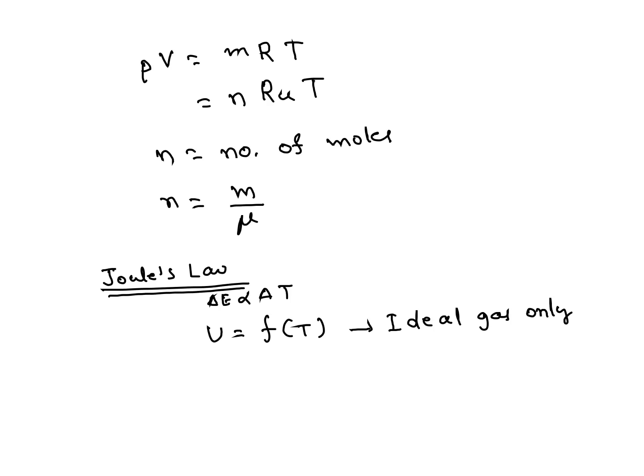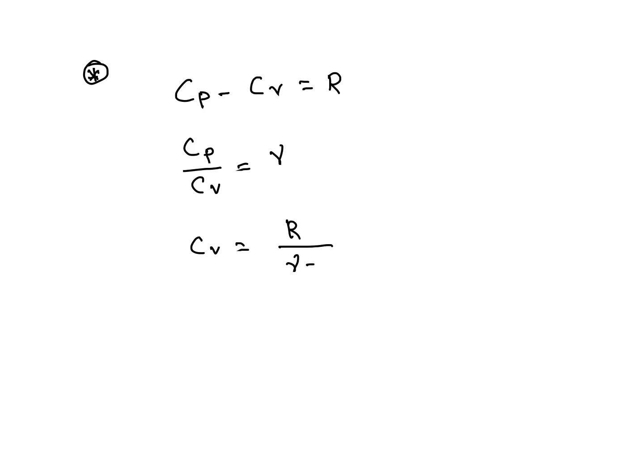Then Cp minus Cv equal to R, and specific heat ratio Cp by Cv equal to gamma. So from these two equations, Cv equal to R by gamma minus 1 and Cp equal to gamma into R by gamma minus 1. Both units are kilojoule per kg Kelvin. These four are useful in solving problems. So many times they asked.